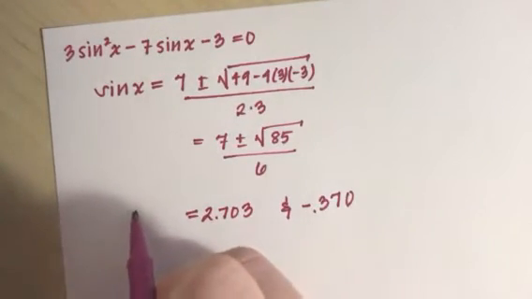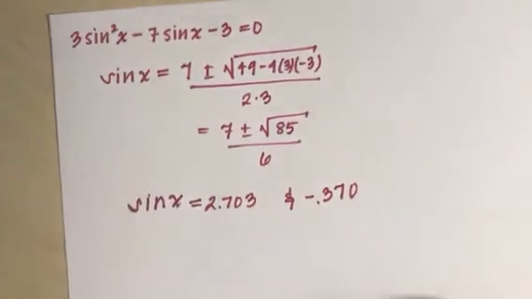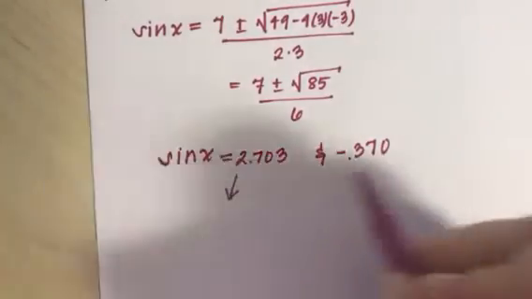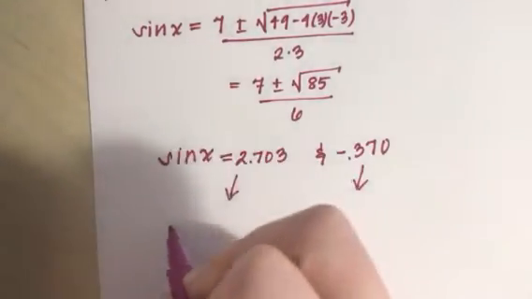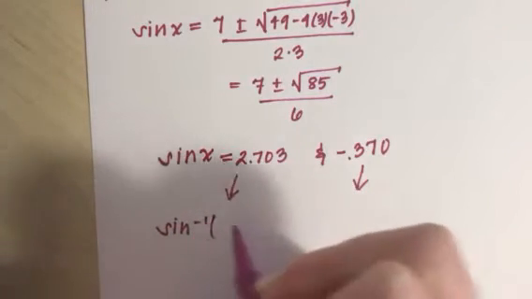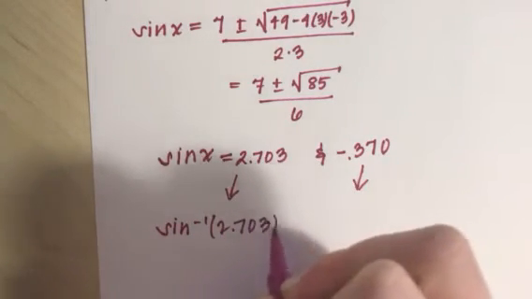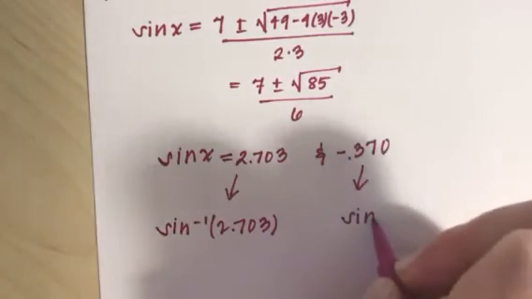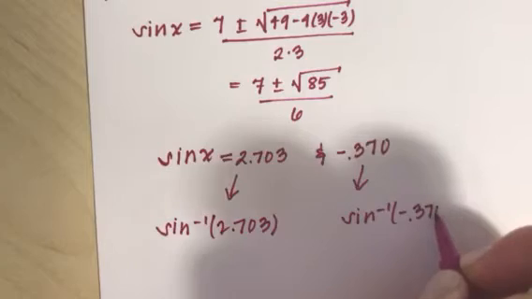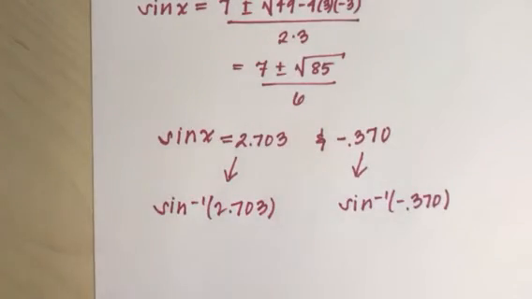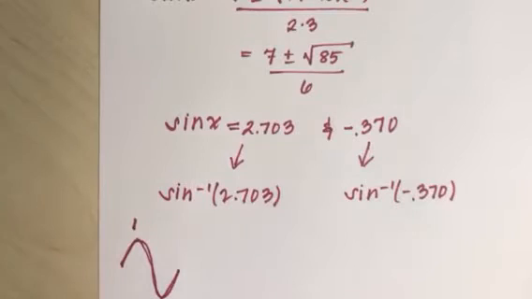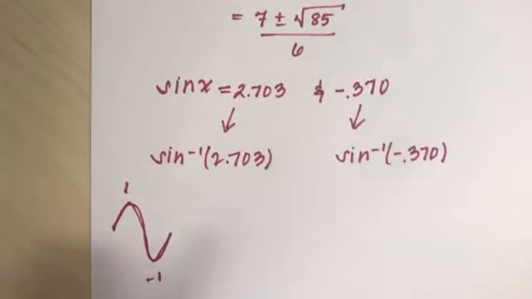But now remember that we weren't just solving for x, we were solving for the sine of x. So now we're going to have to perform two inverse sine operations. So we want to take the inverse sine of 2.703, and we also want to take the inverse sine of negative 0.370. Now, if I try to take the inverse sine of 2.703, we remember again that sine is only going to go between positive 1 and negative 1. So there's no possible value that would give me 2.703. So there's no solution from that result.